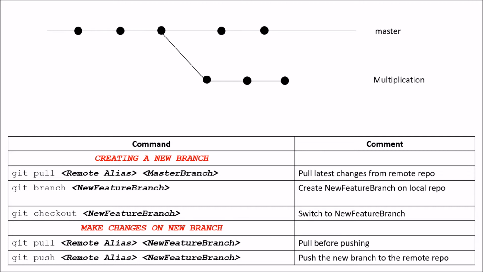The last two commands are ones that we use when we're making changes to the new feature branch. Notice that these pull and push commands are very similar to what we've looked at before, but we are not pulling and pushing from master. Instead, we're pulling and pushing to the new feature branch. So why don't we examine this workflow with a concrete example?